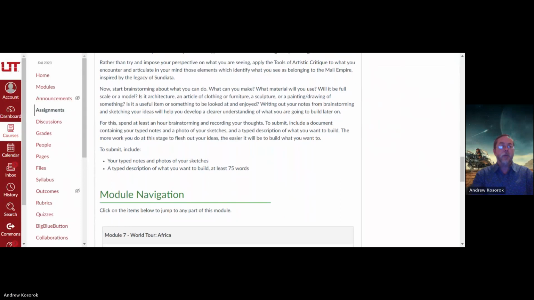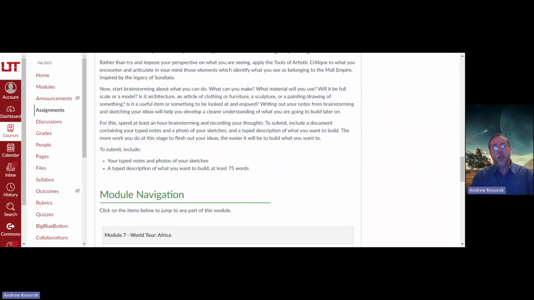And then, after you do those two things, think about it some more and write down a typed description of what you want to build. The more work you do at this stage to flesh out your ideas, the easier it will be to build what you want to. And when I look at these, I'm also going to be looking at functionality and possibility of construction.